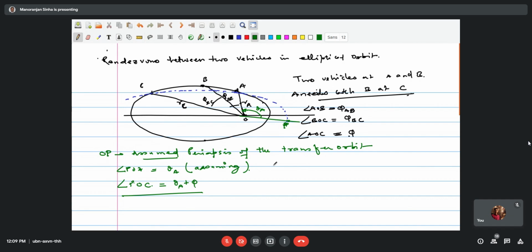so for the transfer orbit, we can write 1 by RA equal to 1 plus E for theta A divided by L, where L is the semi-latus rectum of the transfer orbit. Or for convenience, you can write it as LT to indicate this is for the transfer orbit.